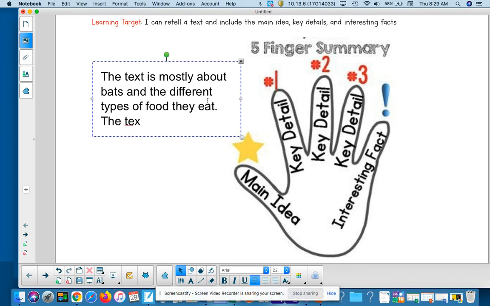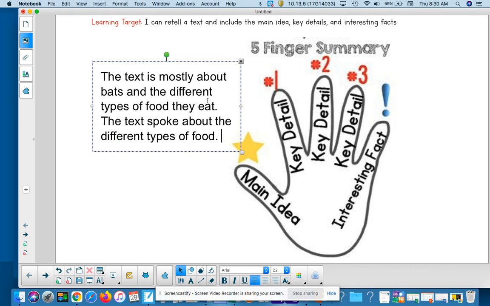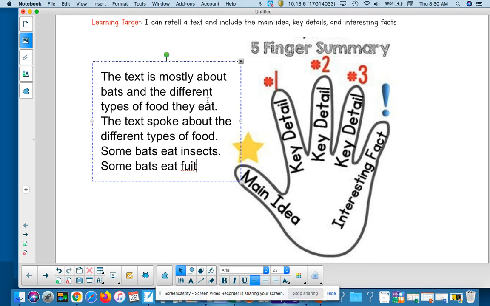So the text spoke about the different types of foods. Some bats eat insects, right? That's what the text told us. Another key detail we can include is that some bats eat fruit.